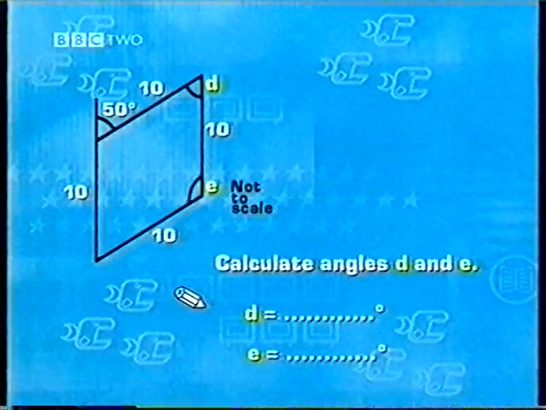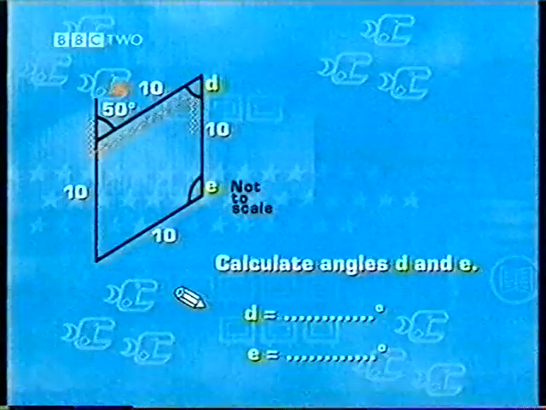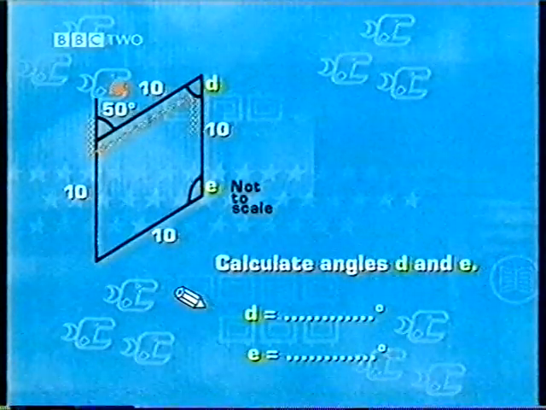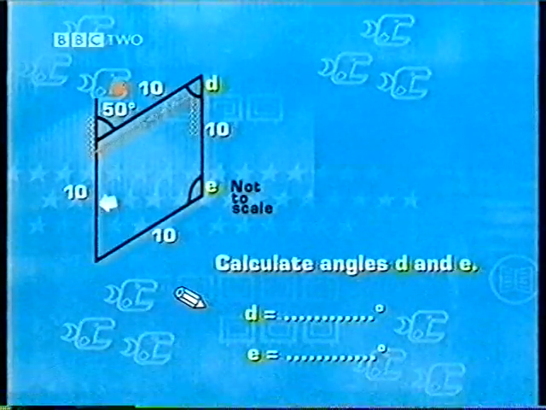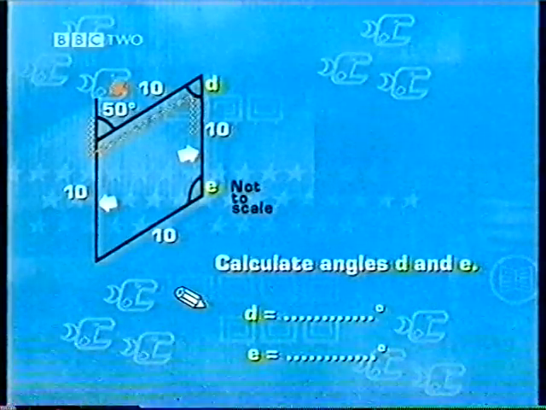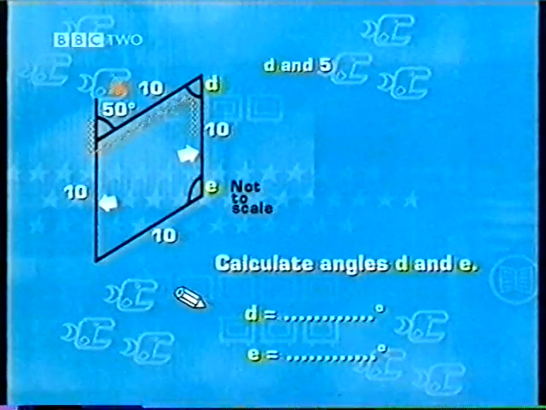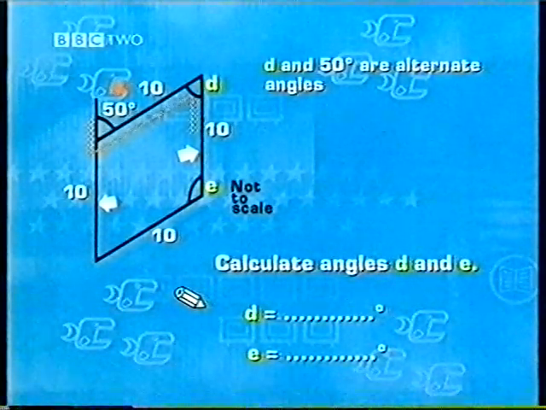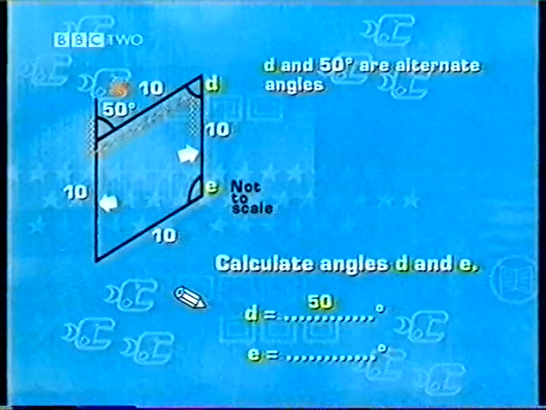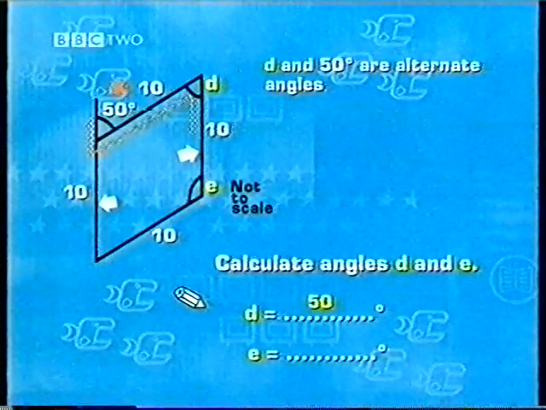You can see that D sits in a Z shape, along with this 50 degrees here, in between these two parallel lines, here and here. That makes D and the 50 degrees alternate angles, and so they are equal. So D is 50 degrees. Now for the final angle.